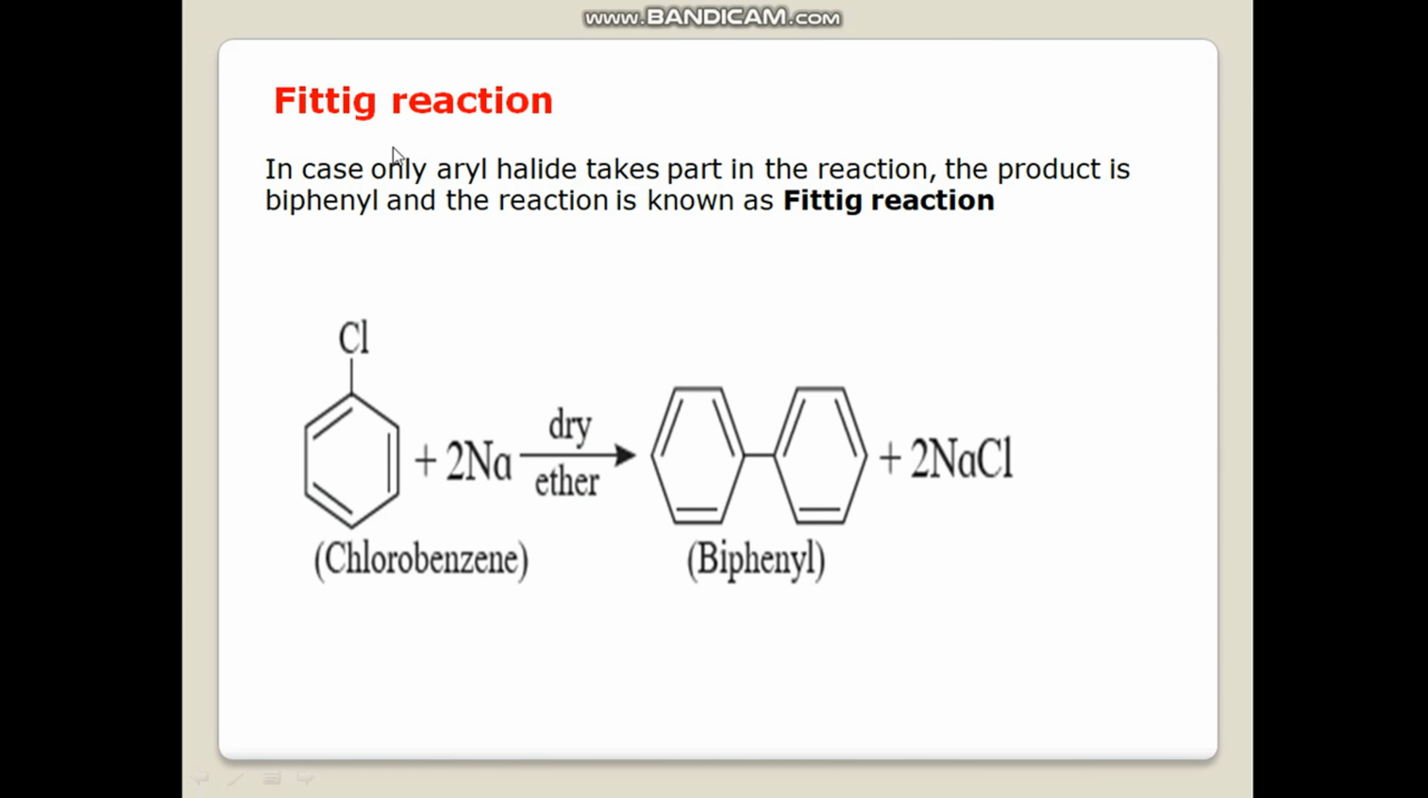Then the Fittig reaction. In case only aryl halide takes part in the reaction, the product is biphenyl and the reaction is known as the Fittig reaction. In the Fittig reaction, only aryl halide is used. The same sodium metal and dry ether are used and the biphenyl product is formed.